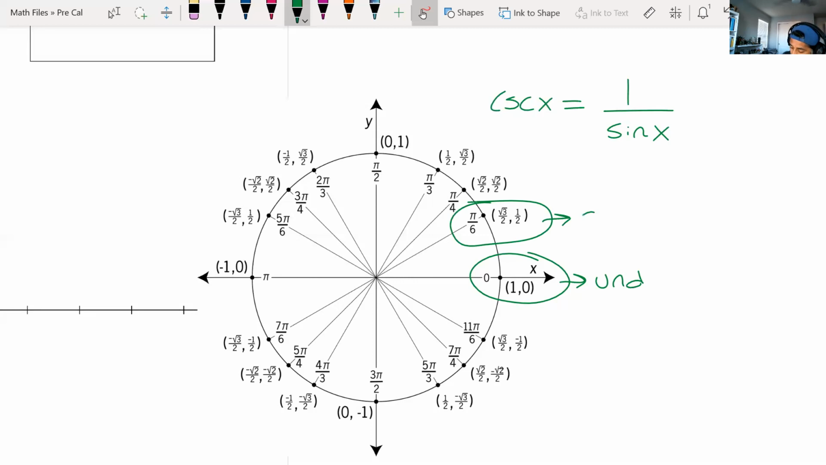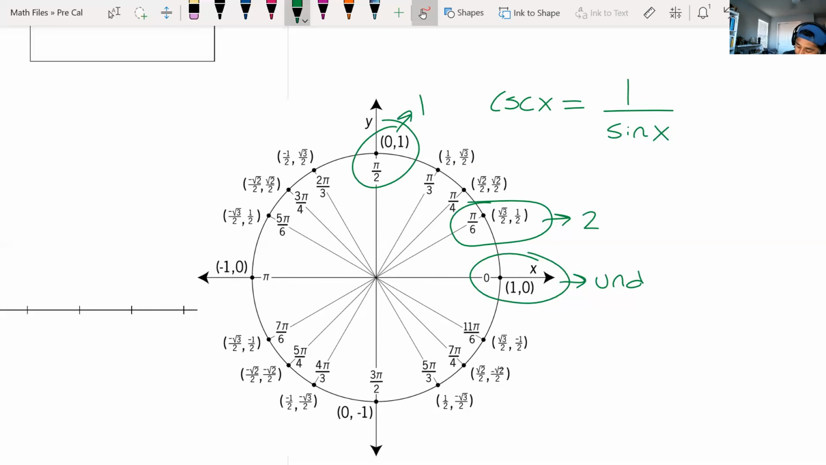What's it going to be? 2. Do we want to reciprocate square root of 2 over 2? No. Do we want to reciprocate square root of 3 over 2? No. So we leave pi over 4 and we leave pi over 3 alone. And then we come to pi over 2. What is the reciprocal of 1? Just 1.